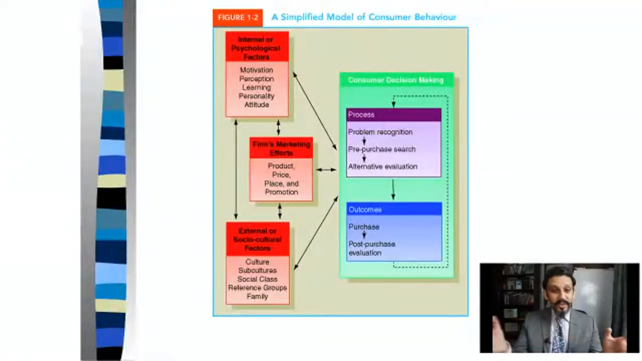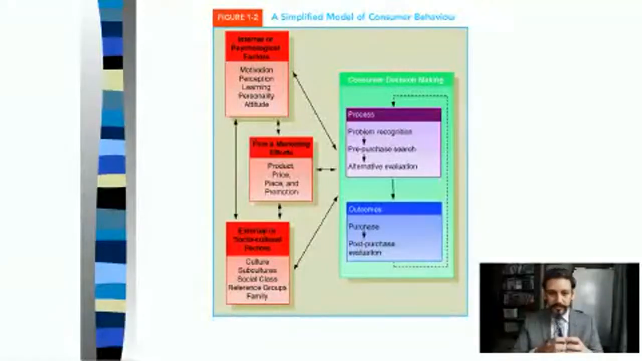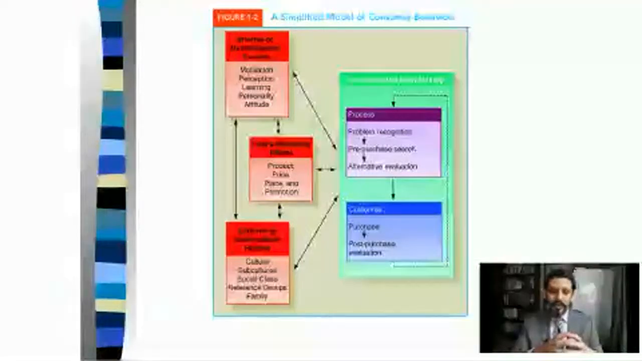Then we look at the external or sociocultural factors. How does culture impact consumer behavior? How do subcultures, social classes, reference groups, and family groups impact the way customers behave? And finally, all of these are tied up with the marketing itself. So those are the 4 Ps that we talked about: product, price, place, promotion. So all of these, the external sociocultural factors and the firm's marketing efforts, that's basically what the whole consumer behavior course is about.